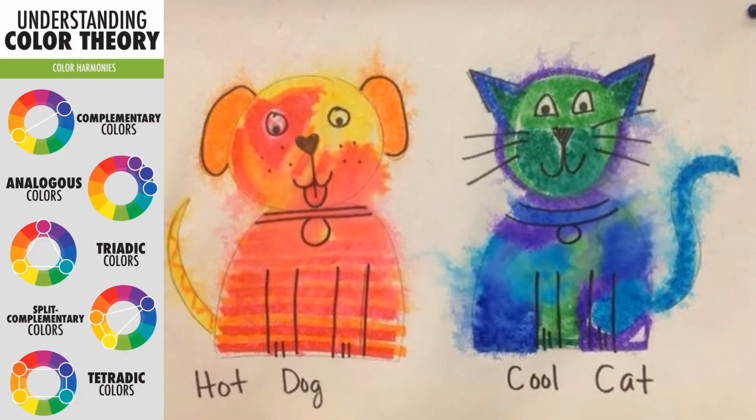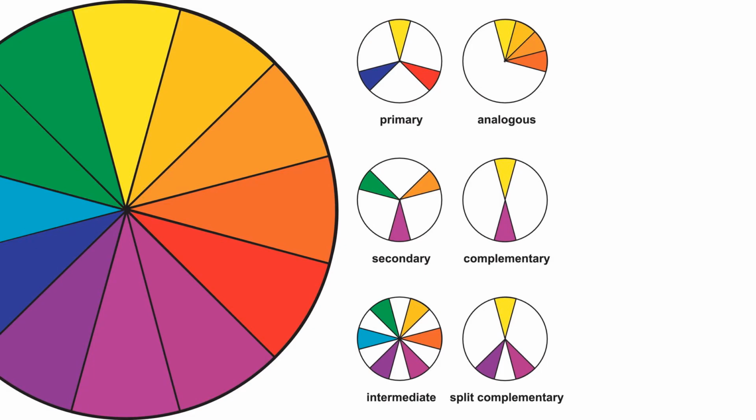To understand color theory better, these are some examples of color harmonies. These are complementary colors, or yung mga kulay na magkatapat sa color wheel. They complement each other. We also have the analogous, the triadic colors, the split complementary colors, and the tetradic colors. In here, we also have a drawing to represent the cool and the warm colors, namely the hot dog and the cool cat. This is also another slide to represent the grouping and the connection of colors in the color wheel.